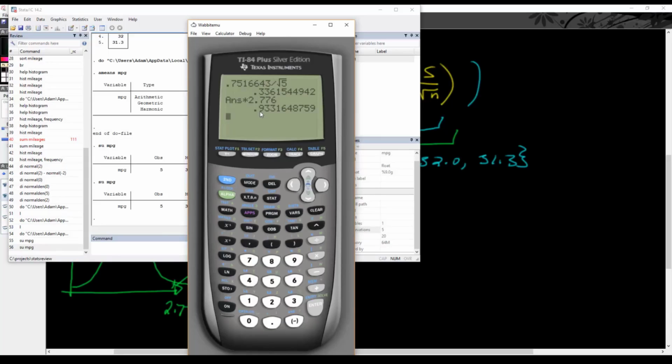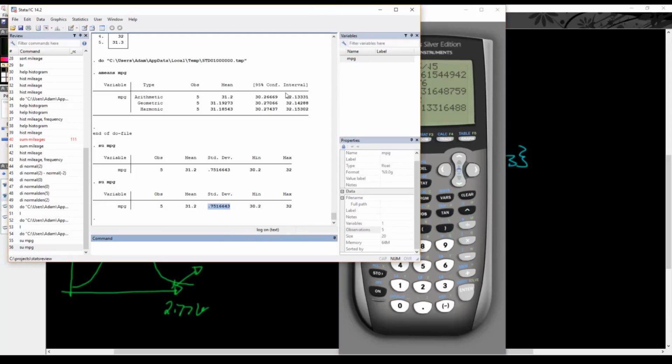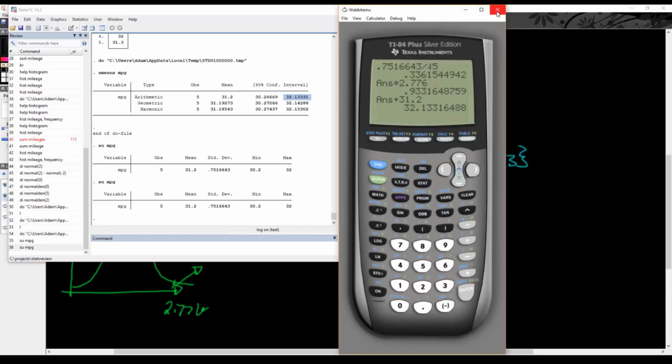And then I multiply that by the critical t-value to get that 0.93316. And then I add that value to the mean of 31.2. So plus 31.2, and voila, 32.133. And that's what we got here, 32.133. There's some rounding error, but that's how we get the top of the interval.